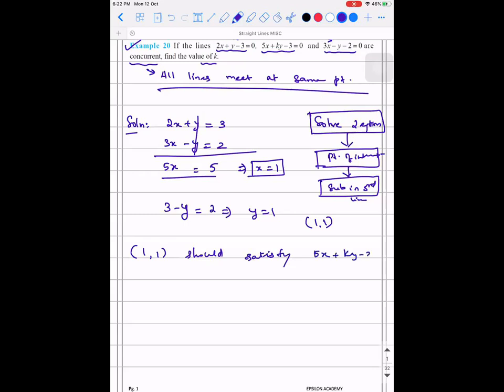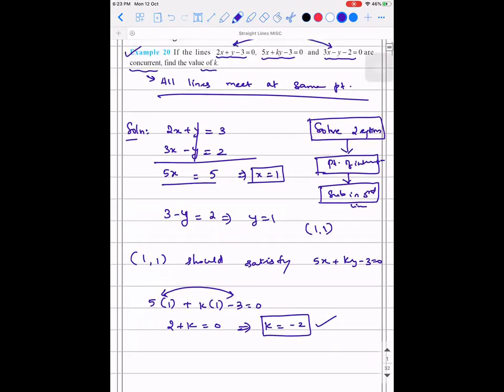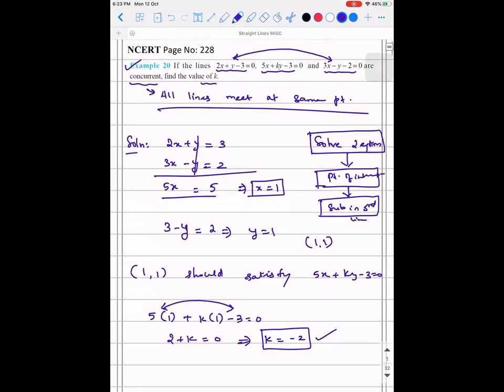5x + ky - 3 = 0. So 5 into 1 plus k into 1 minus 3 is equal to 0. So 5 minus 3 is 2, 2 + k = 0, k will be -2. Did you guys understand this? So this is the value of k for which the given lines are concurrent. Make a note of this.